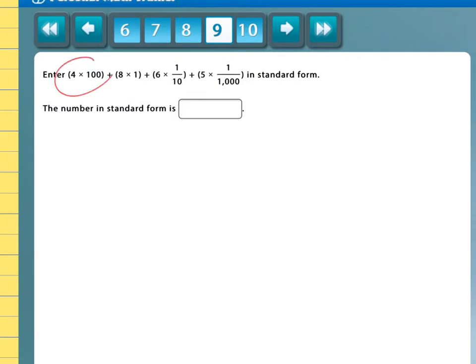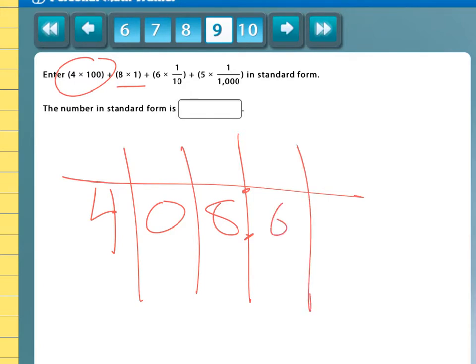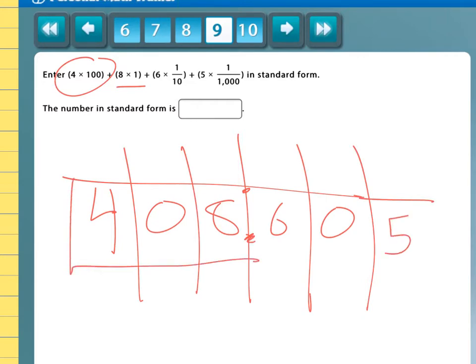Again, we've got standard form, so you just write that number and put that digit where it belongs. That would be in the hundredths place. There's no tens here, so that would be in the ones place. Place value holder there. Get a decimal point. 6 would be in the tenths place, and there'd be nothing in the hundredths place, and you'd have 5 in the thousandths place. So the standard number would be 408 and 605 thousandths.